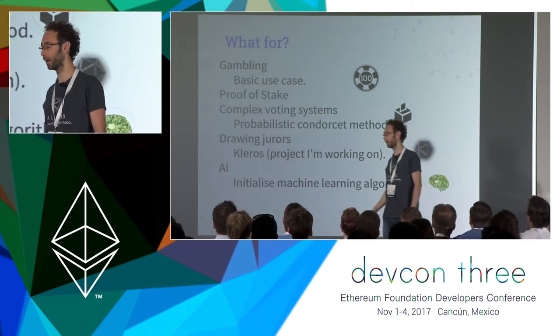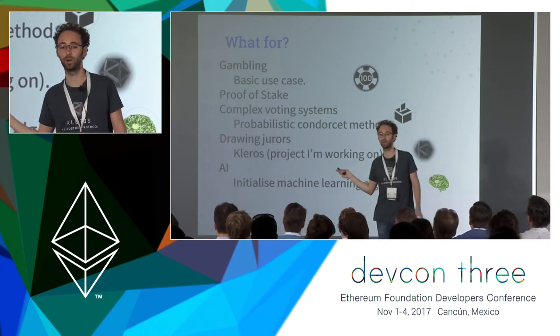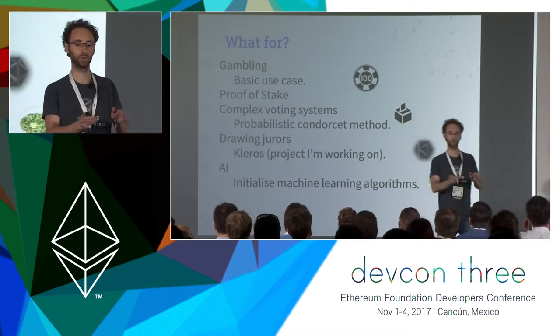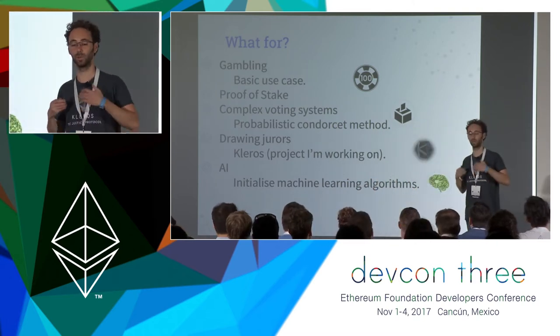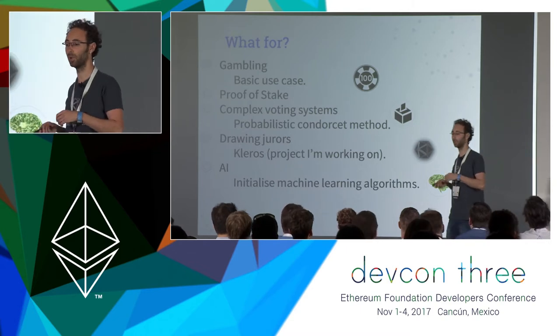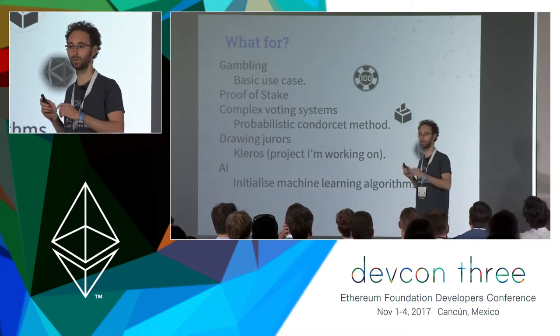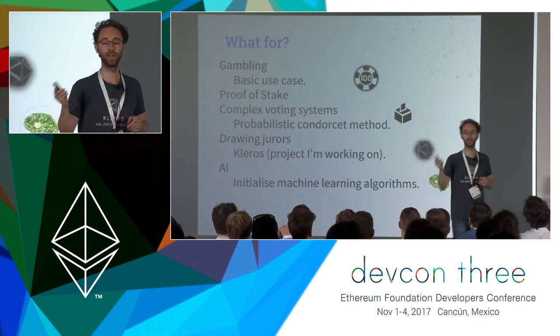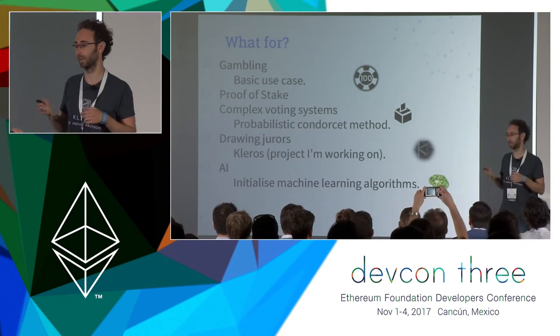We need those for AI, to initialize machine learning algorithms. Imagine you have an AI on the blockchain with some economic personality. If you're able to fix the initialization number, you could trick the AI into learning badly and taking bad decisions.